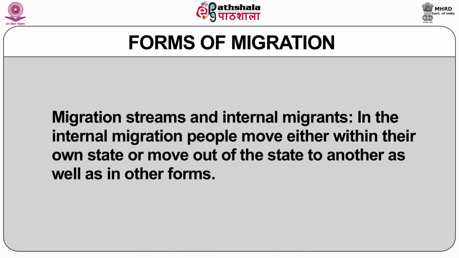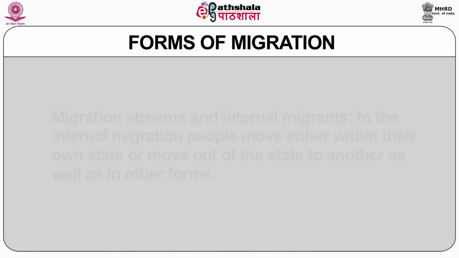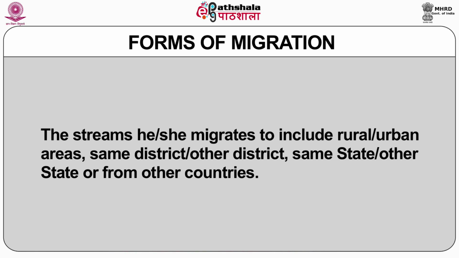So let's look at the migration streams. In internal migration, people move either within their own state or move out of the state to another, as well as in other forms. The streams he or she migrates to include rural, urban areas, same district or other district, same state or other state, or from other countries.